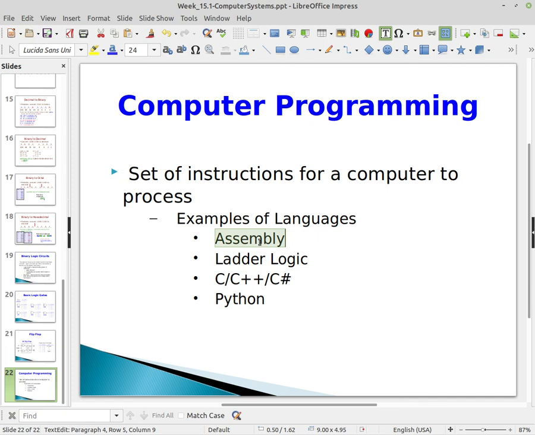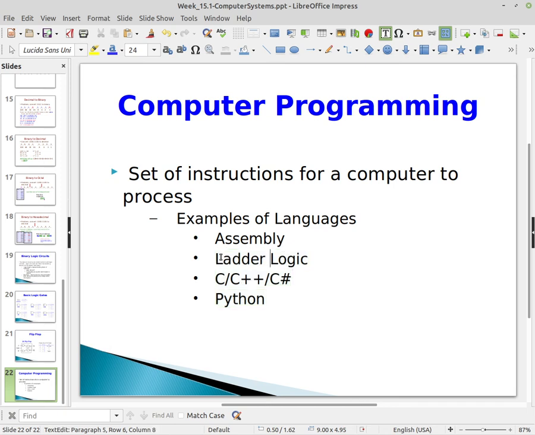Assembly is not used very often anymore to do any kind of programming because it just takes too long. So what we do is we use what we call a higher level language, and then we use a compiler or an interpreter which will convert it into the ones and zeros that we need.